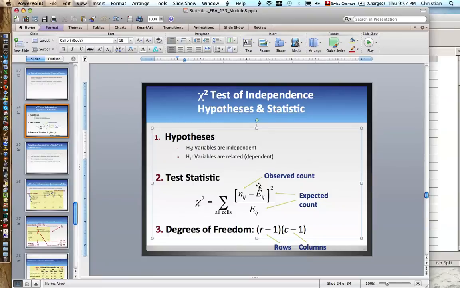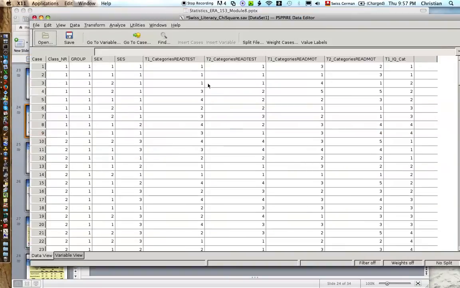So if the observed count deviates substantially from the expected count, we can say that they're related, that they're dependent, because we're going to get a significant chi-square. And note that the degrees of freedom are number of categories in the rows minus 1 times number of categories in the columns minus 1. So let's go to PSPP.